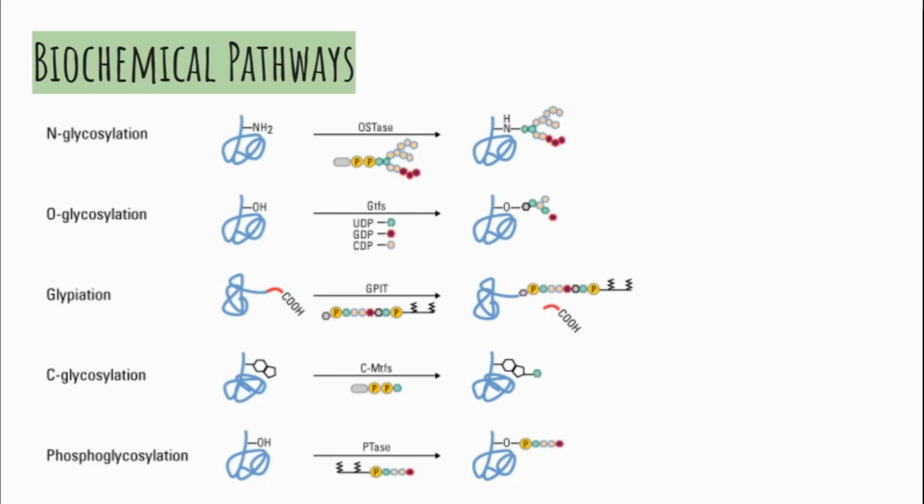For O-glycosylation, you're using the protein GTFS. In glycation, you're using GPIT. In C-glycosylation, you're using CMTFS, and then in phosphoglycosylation, you're using PTACE. In this image, you can see exactly what groups are being replaced. For example, one of the hydrogens is replaced with the carbohydrate in N-glycosylation.